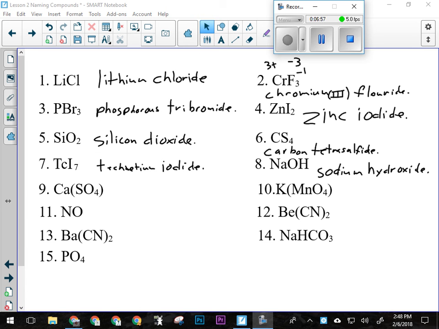All right, so again, with number 9, we have something that has a polyatomic ion in it, so we know we're dealing with an ionic compound. So we're not going to need any prefixes. We just need to name the 2 parts.